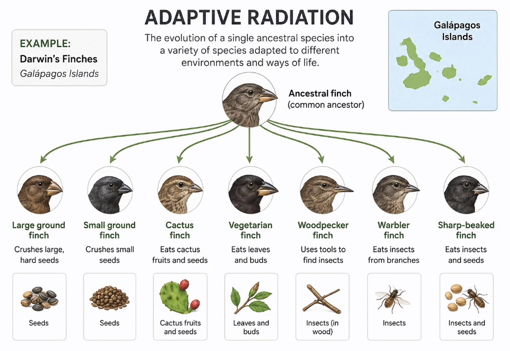The evolution of a single ancestral species into a variety of species adapted to different environments and ways of life is called adaptive radiation. Or adaptive radiation is an evolutionary process in which one ancestral species rapidly diversifies into many different species, each adapted to a different habitat or ecological niche. It happens when organisms spread into new habitats and evolve different features to survive.